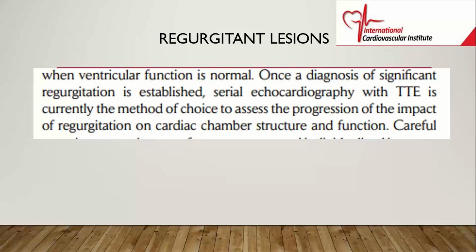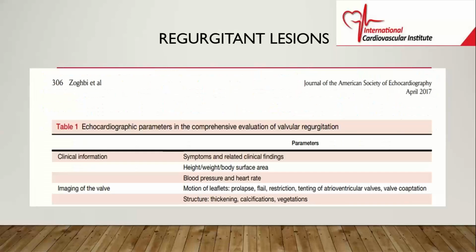So when you use your transthoracic echo and you make an assessment of significant regurgitation, regardless of which valve is leaking, the recommendation is to use your transthoracic echo again to follow up these patients. The severity and symptoms will determine the frequency of assessment. But transthoracic echo is what you're going to use to follow the patients.